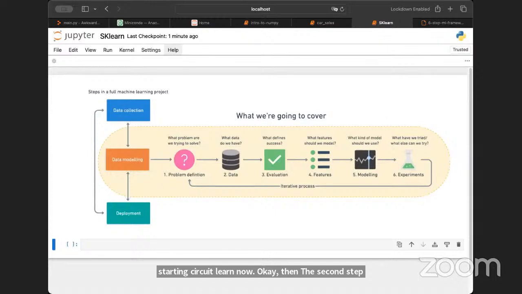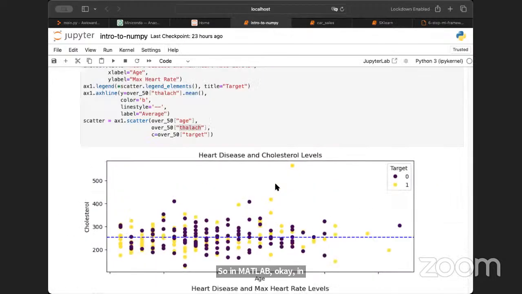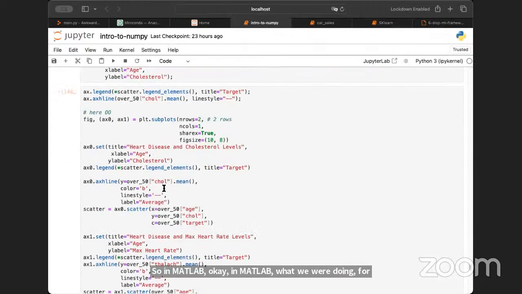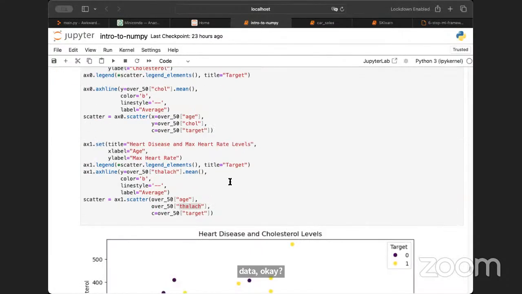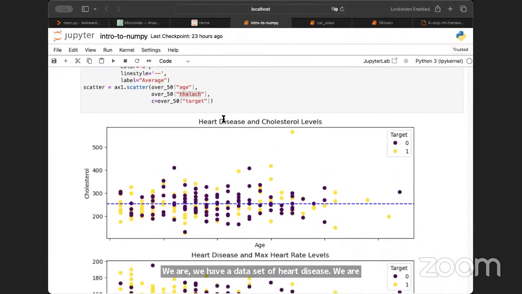Now, this 6-step framework that I covered in our first class, where are we? Basically, we have covered up until these three parts. Now, what problem do we have? In matplotlib, for example, in this heart disease data, we have a data set of heart disease and we are evaluating this data. What type of data do we have?